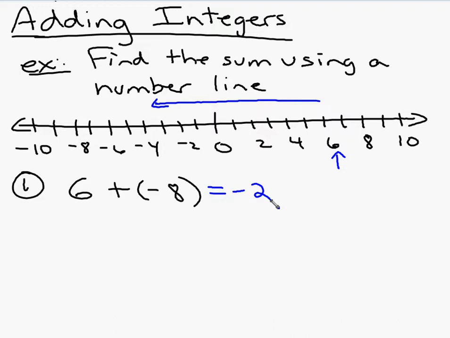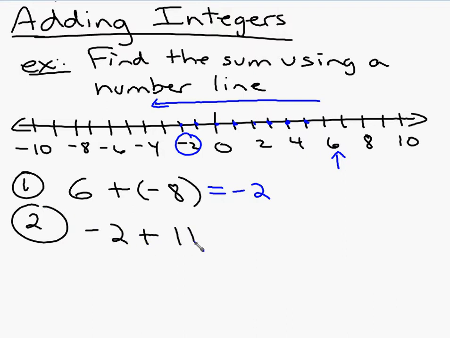Okay? 0 is a regular number. Let's just follow me. We start at the 6, and you don't count the 6. Okay? From 6, I go 1, 2, 3, 4, 5, 6, 7, 8 units to the left, and I wind up at -2. And that's the way you do it. Let's do another one.